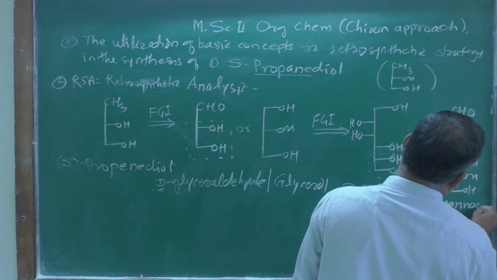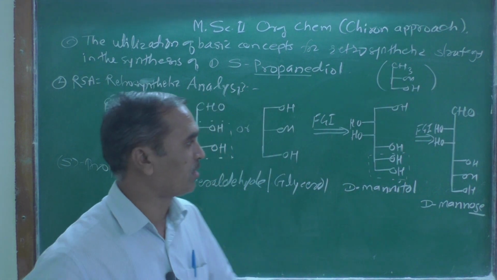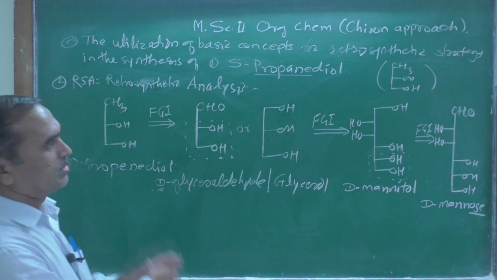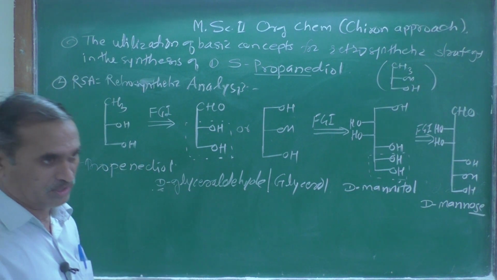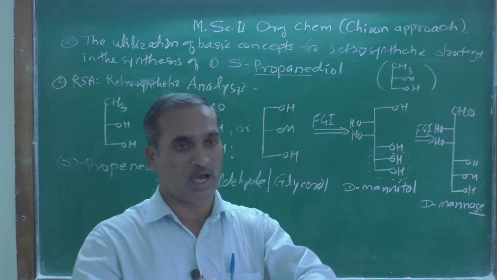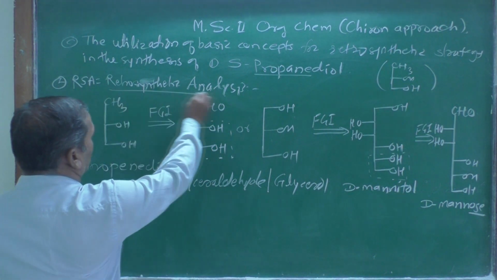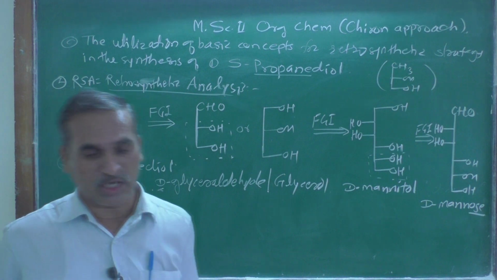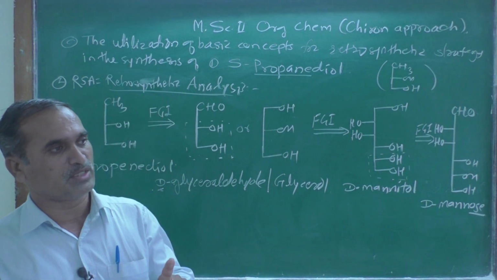D-mannose is a sugar unit, and this is readily available. If you write in this way, you will get 2 marks. Suppose a 4-mark or 3-mark question is there, you will get half a mark for the retrosynthetic analysis. Understood this? What does it mean? Retrosynthetic analysis means what?